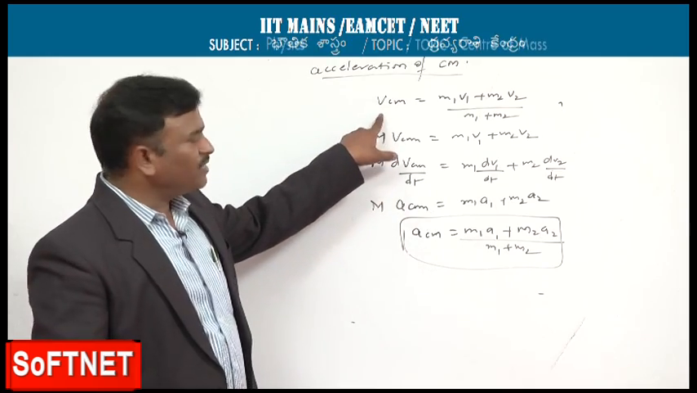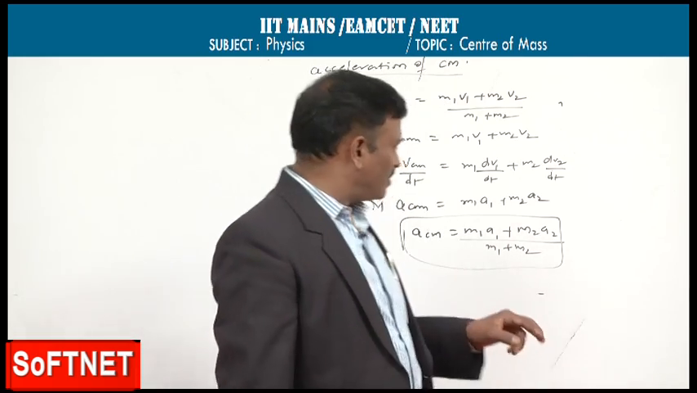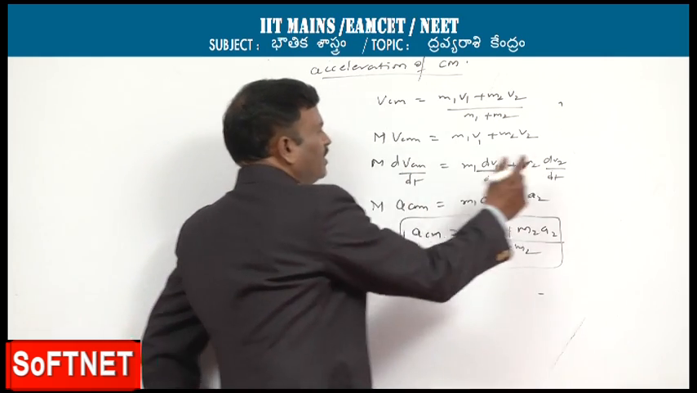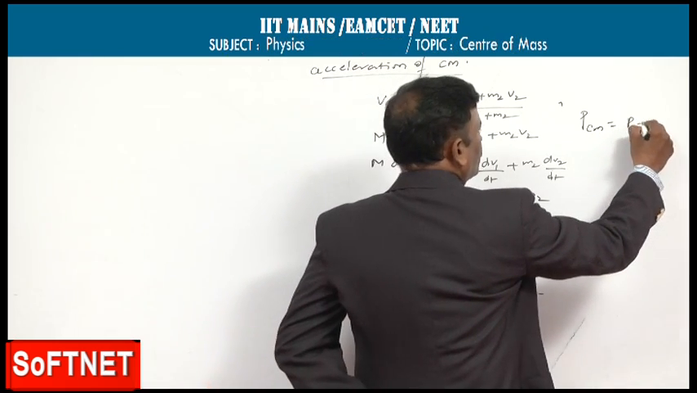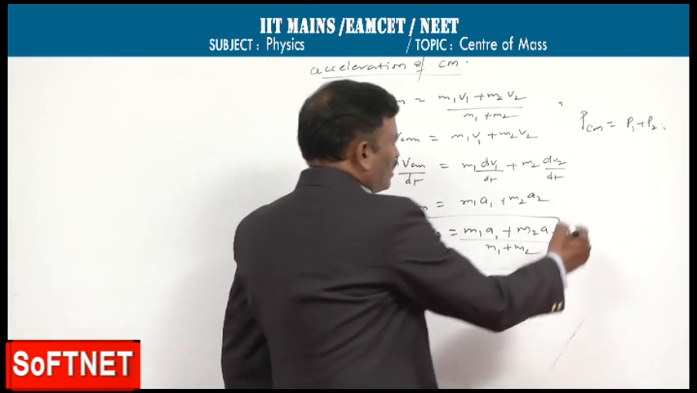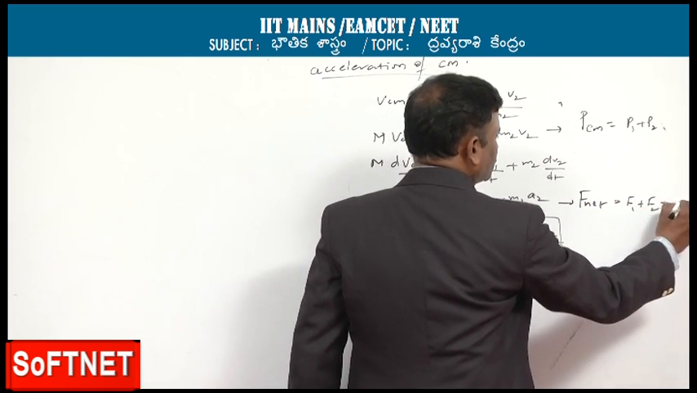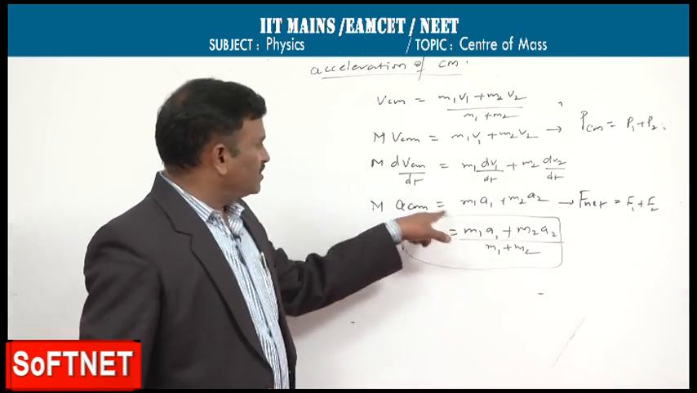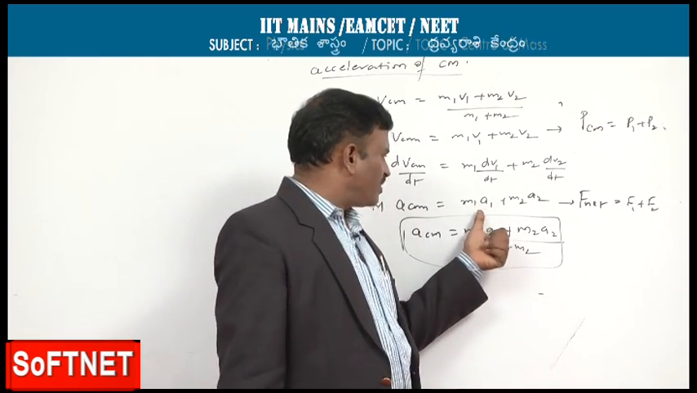Here velocity of the center of mass and position of the center of mass, xcm is equal to m1 x1 plus m2 x2 by m1 plus m2. Similarly vcm and acm. One more thing we can write here: pcm, momentum of the center of mass, is equal to p1 plus p2 plus p3 and so on. Also we can take F net is equal to f1 plus f2 plus f3 and so on. As the net force acting on the system is the sum of the individual forces, it will come like M acm is equal to m1 a1 plus m2 a2 and so on.